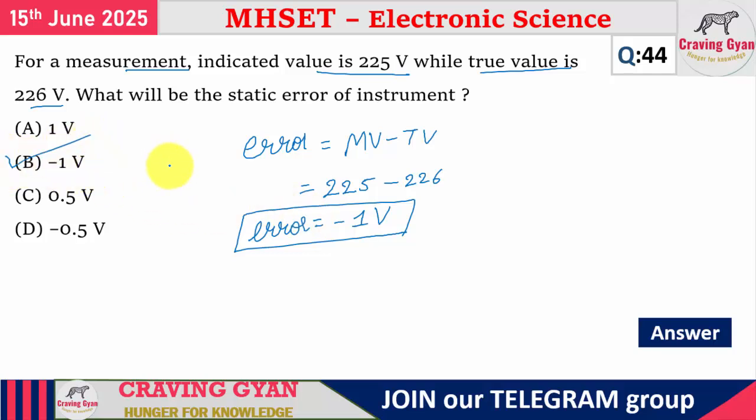In the case of transducers, you define the error as the measured value minus the true value. In the rest of the subjects, you define error as the true value minus the measured value. Important, very, very important.